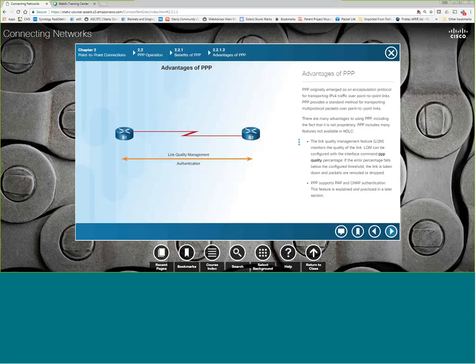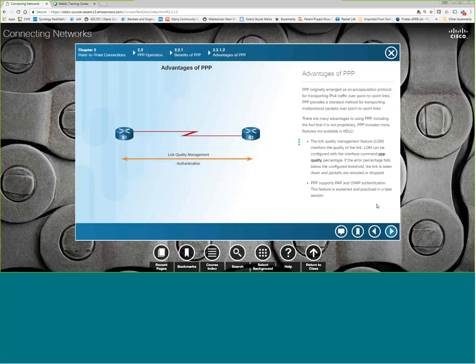What are some of the advantages? One is it can do what's called link quality management. So you can actually monitor the link, and if there is a certain percentage of errors across the link, it can be rerouted or taken down so that you'll be made aware of it. So that's one thing it can do.